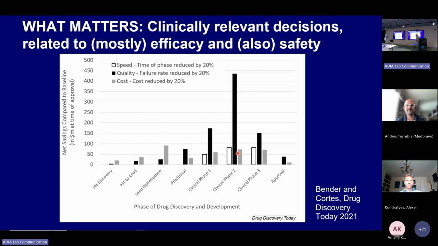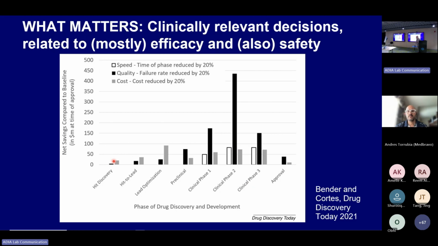So this is a numerical simulation we've done, and what we tried to do is model the impact of being faster, cheaper, and better in the different phases of drug discovery. So what you see here in the black color is making better decisions, putting a better compound into the clinic, reducing failure rates in the different phases of drug discovery. White is being faster, and that matters in drug discovery because if you're faster, you have longer patent life. You usually have, for small molecules, 20 years patent life. Yeah, and when you have exclusivity, you have higher margins, so you have higher return. So speed matters.